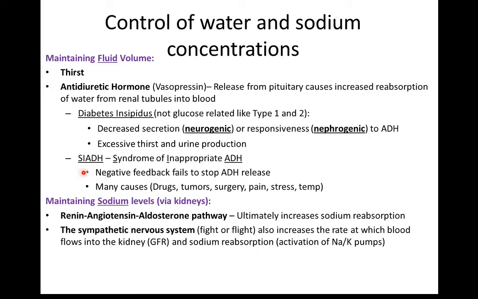The second disease is called the syndrome of inappropriate ADH. And in this syndrome, the negative feedback loop fails to stop the release of ADH. It is caused by drugs, tumors, surgery, pain, stress, elevated temperature.